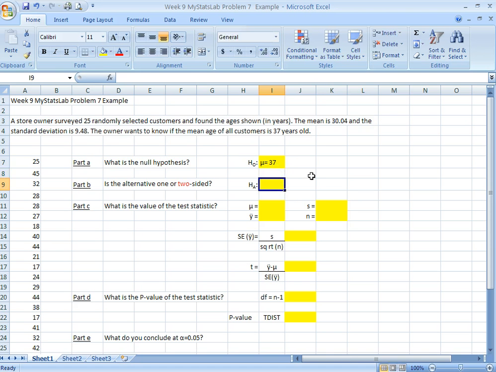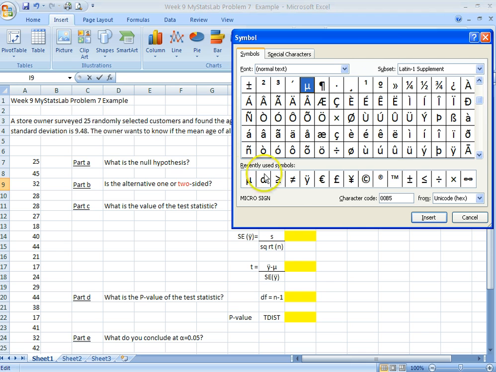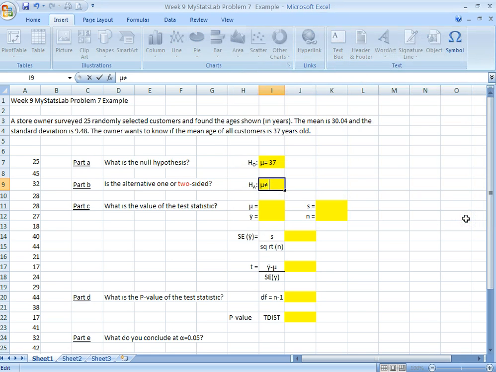Okay, so what is our alternative hypothesis? Well, in this case, if the null hypothesis is 37, then our alternative hypothesis is basically that the mean is not equal to 37. So let's insert mean, insert a not equals, close that off, and then we can put 37 again. So there we have it. The null hypothesis is the mean is 37 years old. Our alternative hypothesis, which is two-sided, is that the mean is not equal to 37.